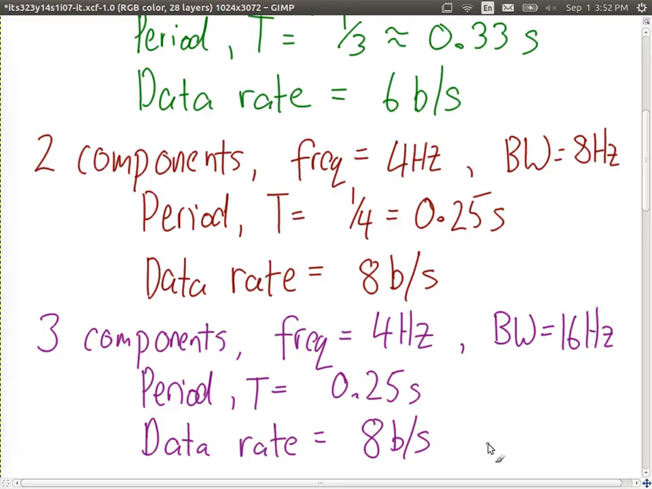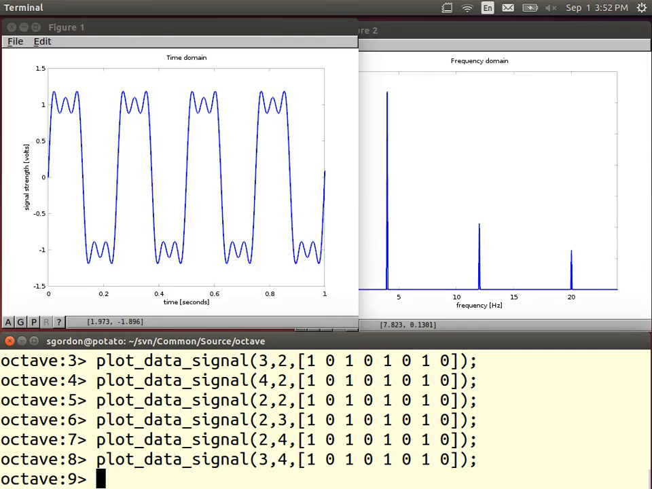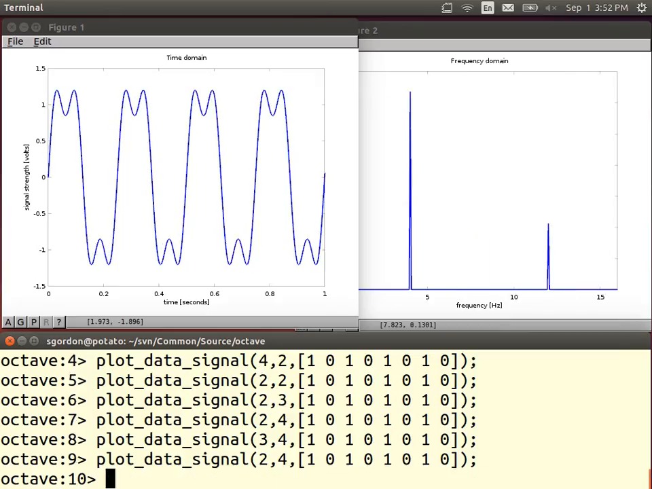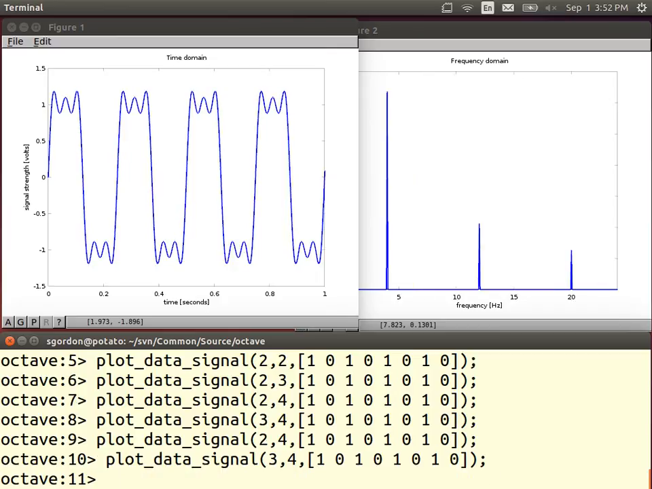And we get the same data rate. That's a good thing. Why would the second one be better than the first one? Maybe I'll plot them again. The first one, look at the time domain plots. This is with two components. This is with three components.